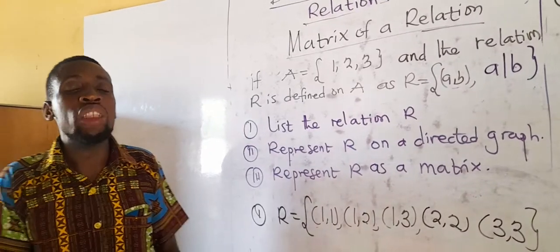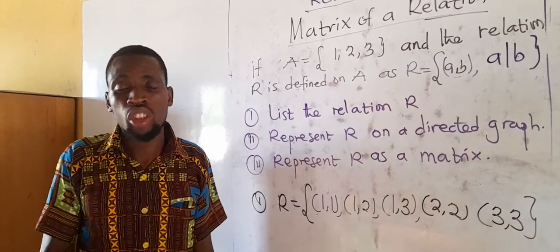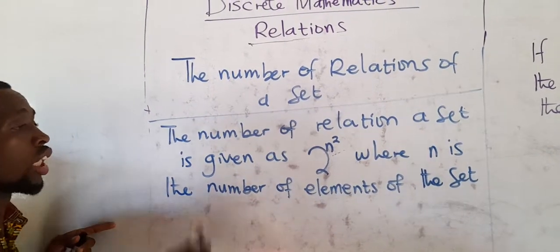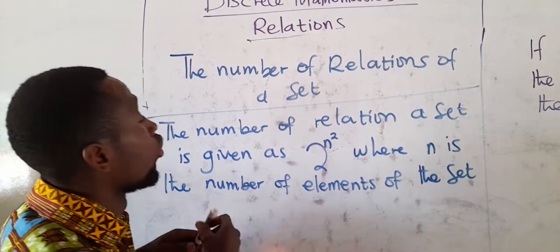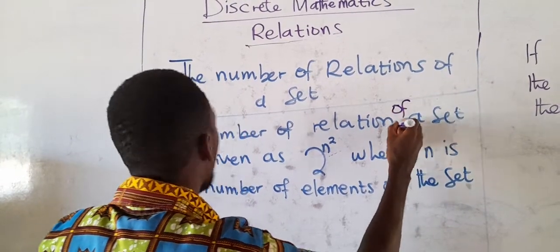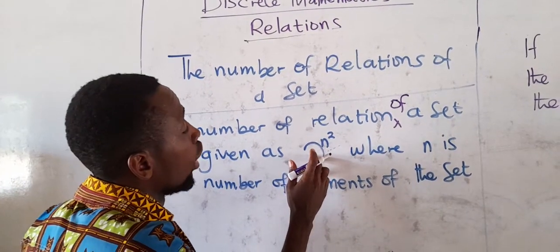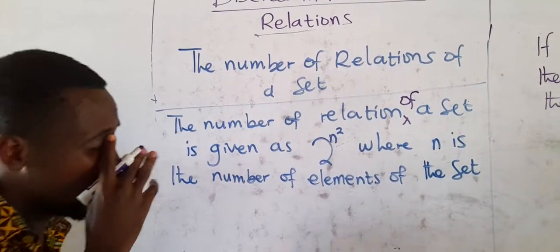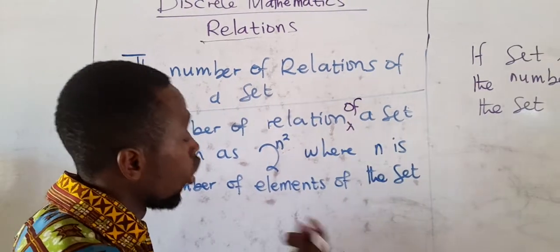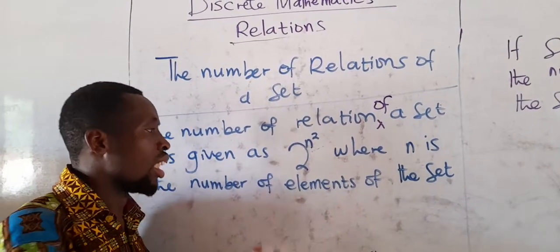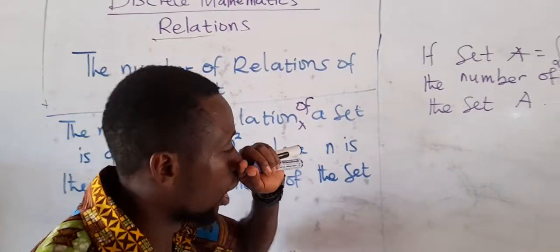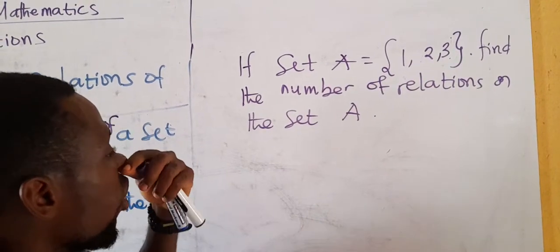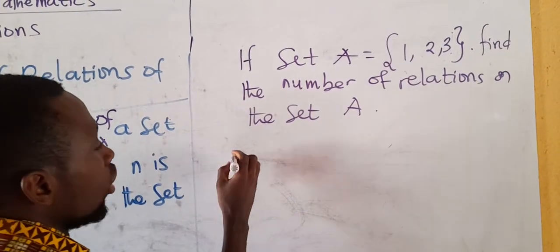The next thing is how to determine the number of relations of a particular set. So come with me. The number of relations of a set is given by 2 exponent n squared, where n is the number of elements of the set. It's very simple. So the number of relations that we can get from a particular set is given as this. Now let's see how we can apply that. We say if a set A is equal to {1, 2, 3}, find the number of relations on the set A.